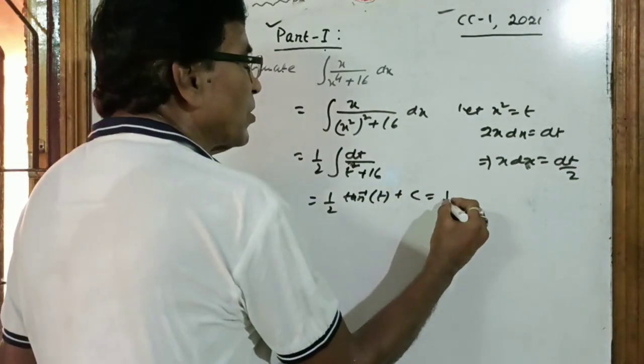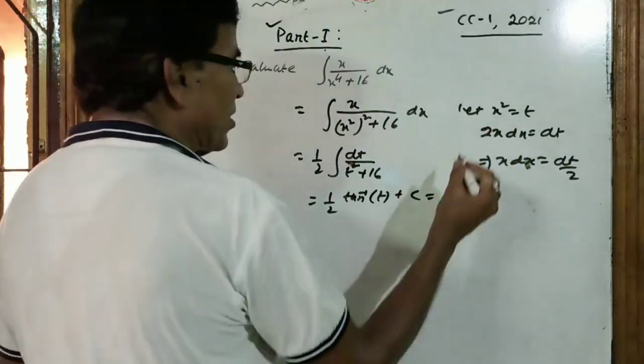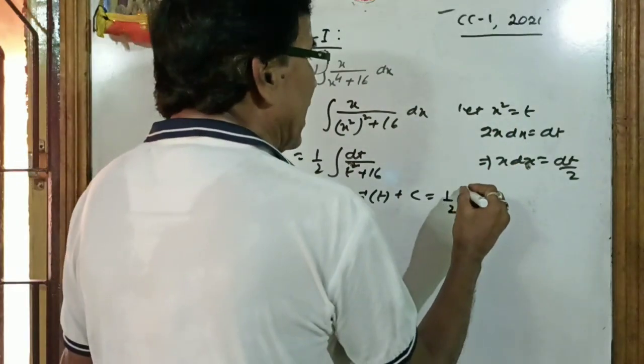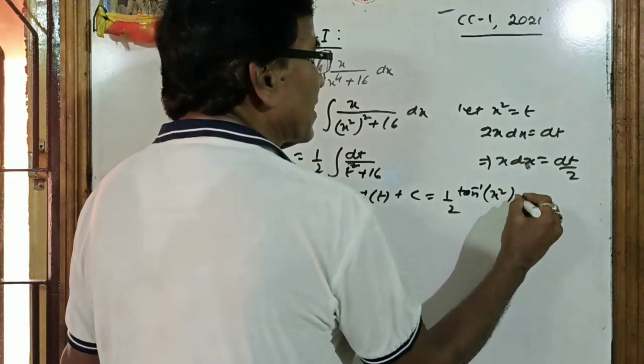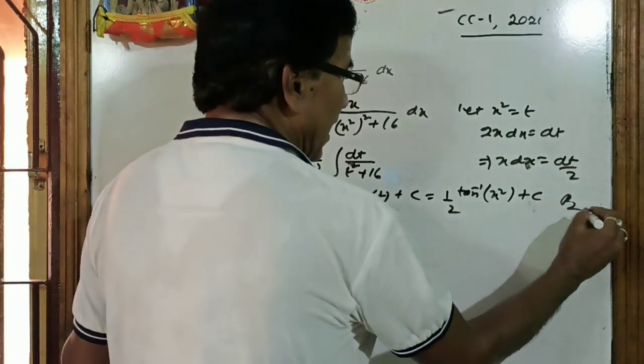Now we will substitute the value of t. Since t is equal to x square, it is half tan inverse of x square plus c. It is the answer.